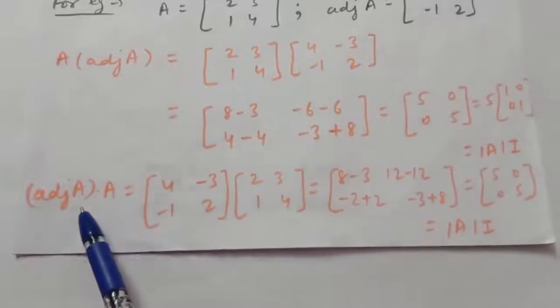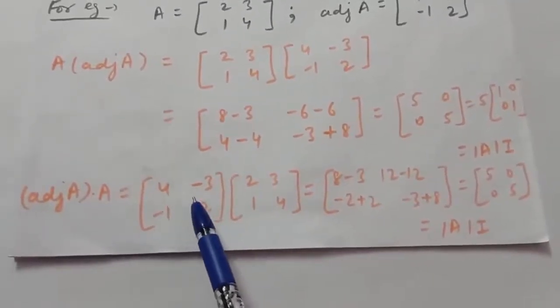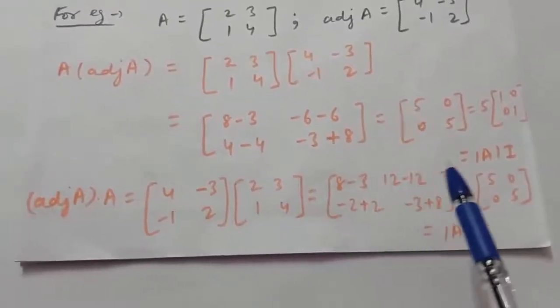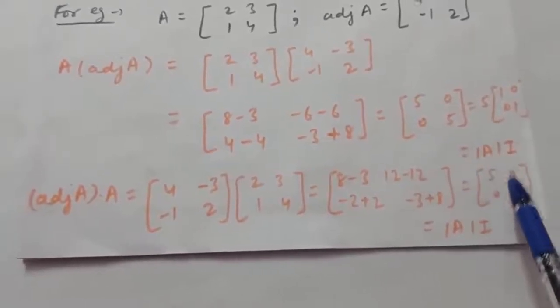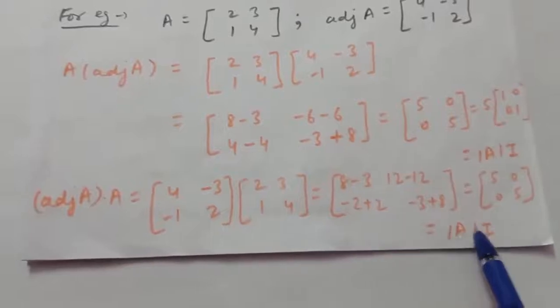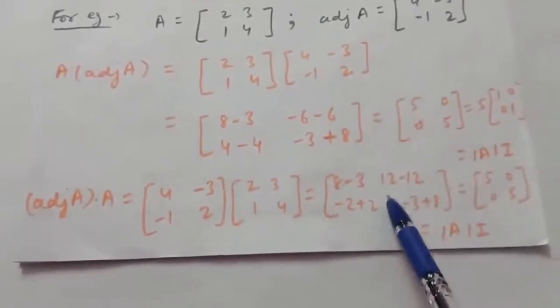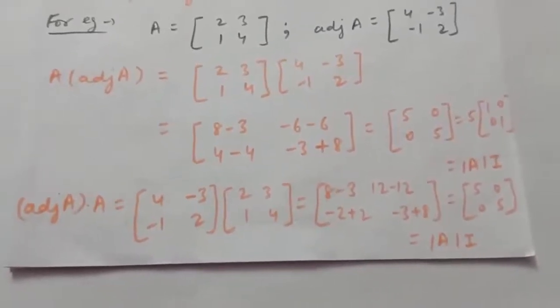Now find out the adjoint A into A. So first write down adjoint of A into A. When you solve this, you will get the same matrix, 5 0 0 5, which is nothing but determinant of A into I, because determinant of A is 5 only. So we have checked by this result also that the above theorem is true, right?